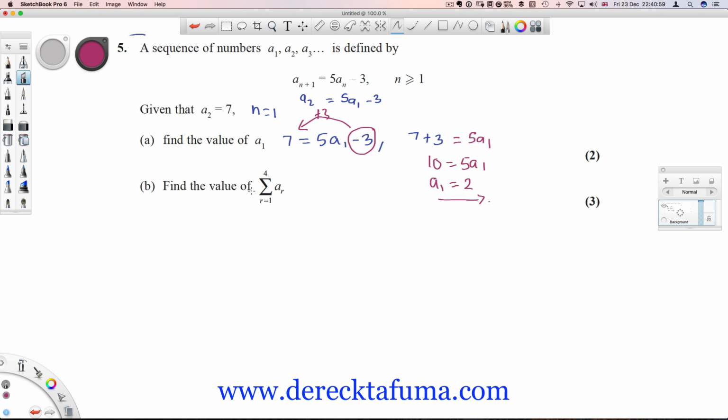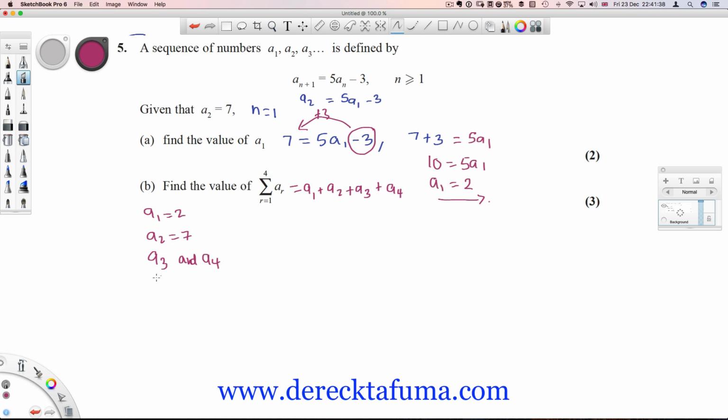Part 2 says we want the sum. That means the sum of a_r from r equals 1 to r equals 4, which means this is a1 plus a2 plus a3 plus a4. Okay, so we know what a1 is. a1 equals 2. We know a2 equals 7.